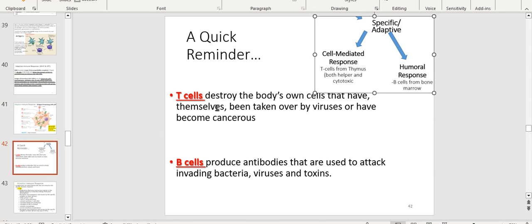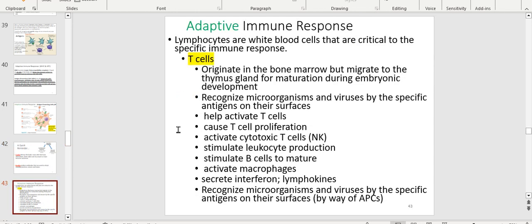So just to recap, T cells, B cells. Lymphocytes are white blood cells that are critical to the specific immune response. Specific. Remember, the previous was non-specific, and now we're into specific. T cells originate in the bone marrow. We saw that from that slide earlier, but migrate to the thymus for maturation.